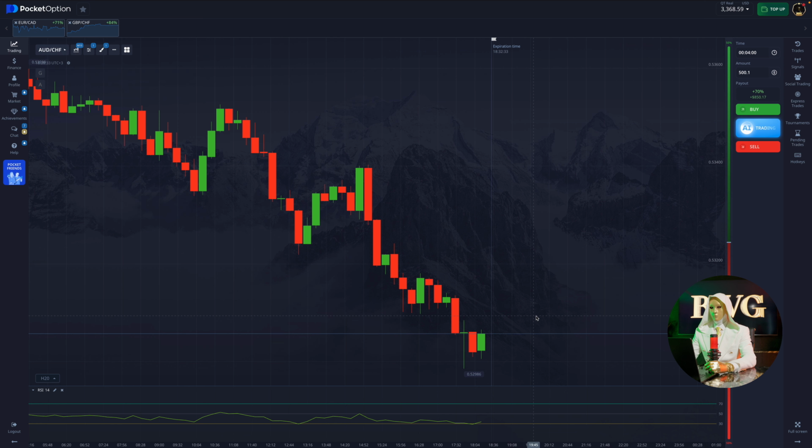AUD CHF, 4 minutes up. What do I see on AUD CHF? Interaction with the oversold level. Here we have a primary reaction to interaction. There is an inefficiency of 15 minutes higher.